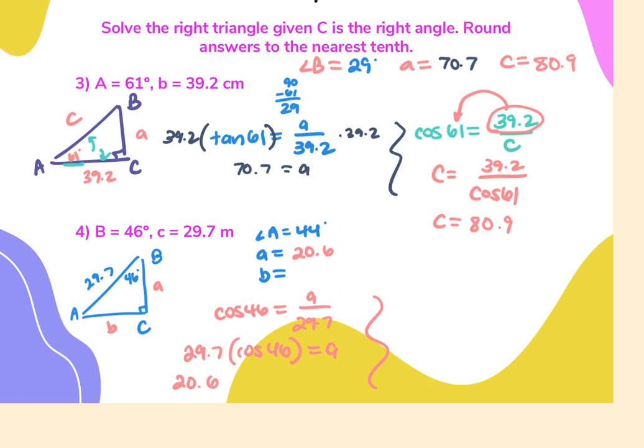And then for B, that one's opposite, so this would be sine. Sine of 46 equals opposite over hypotenuse. And then we multiply. And I get B equals 21.36 or 21.4.